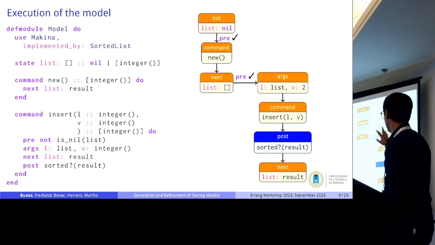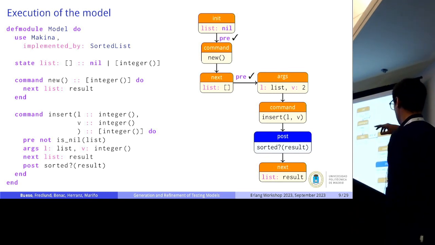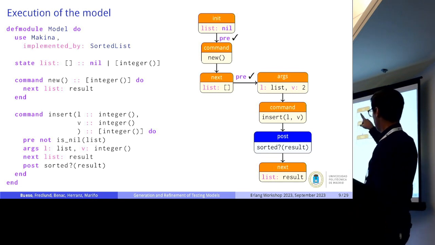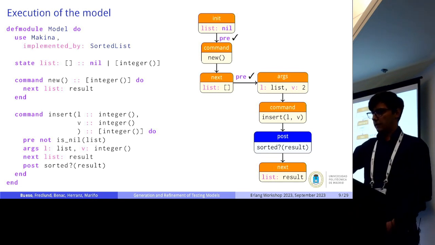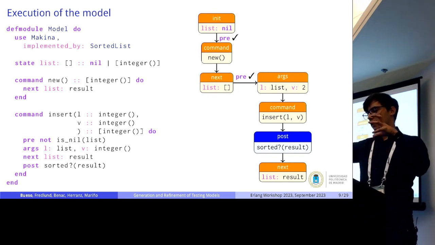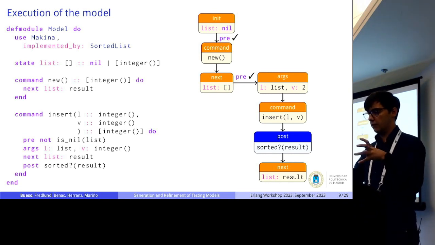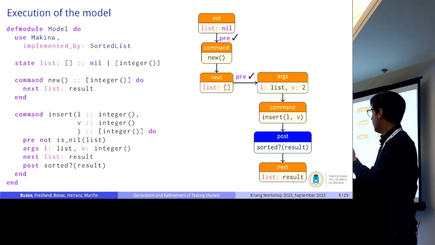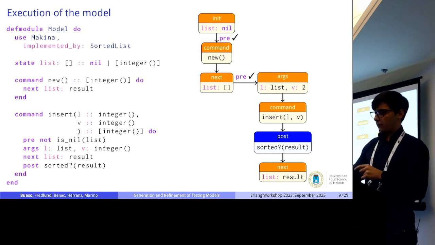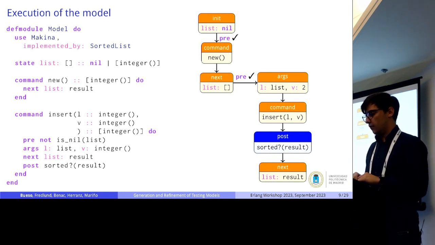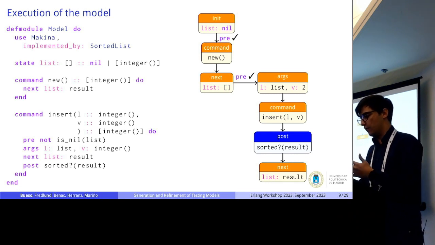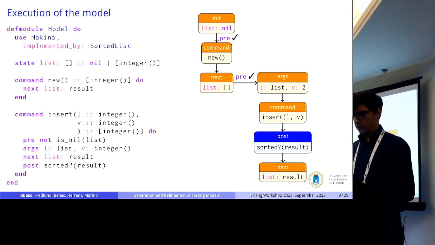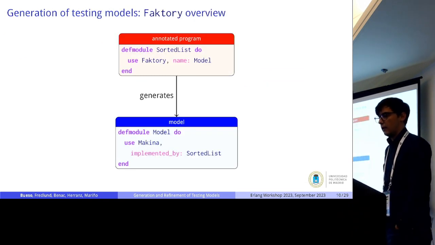So here I have also a graphical representation of how we execute the model. We start at the initial state. We take the set of commands that have a true precondition, that are the ones that tell us that we can generate that command. After that, we execute the updates of the state, and if there is some postcondition, we also check it.